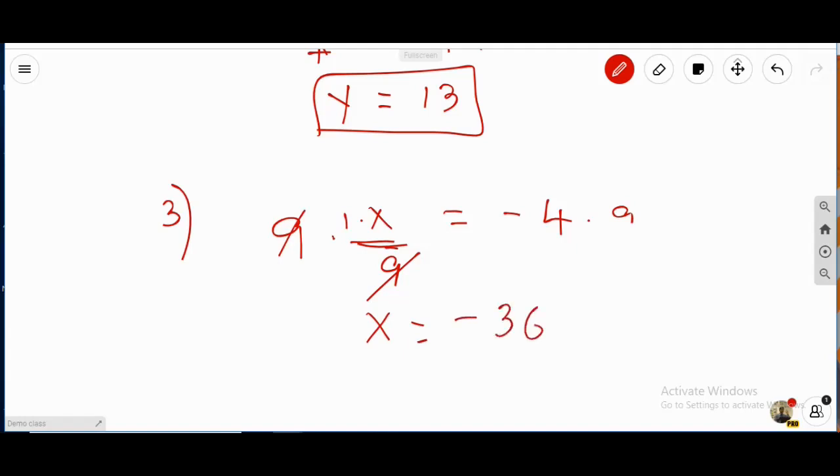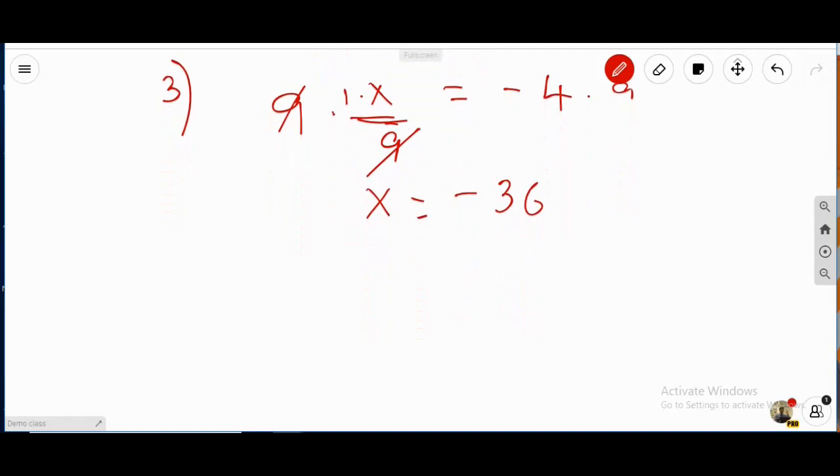So I hope this is very clear. Again, I reiterate the 4 rules. We have to undo all the operations. If there is addition or subtraction, or multiplication or division, we have to undo those operations and then get rid of the constant. So that's how we deal with one-step equations.